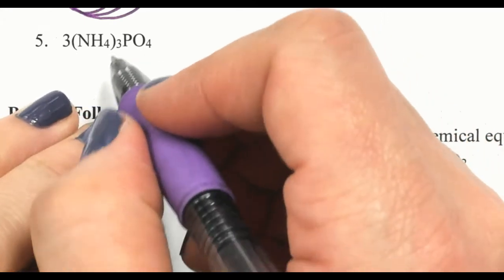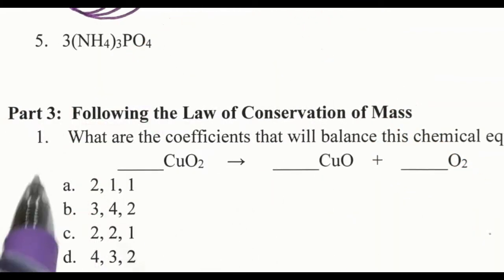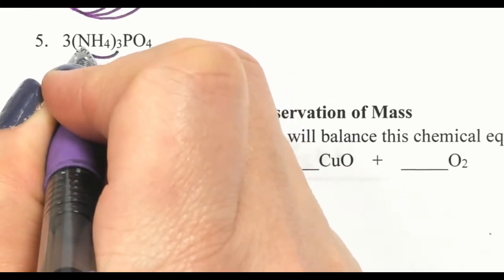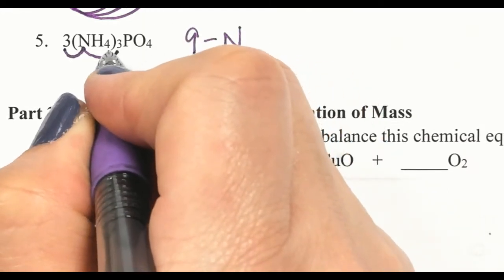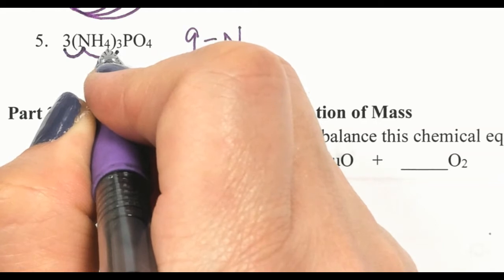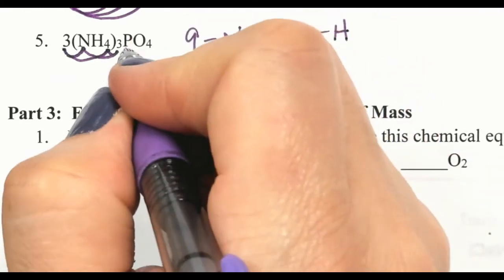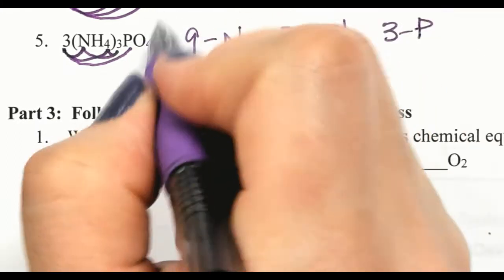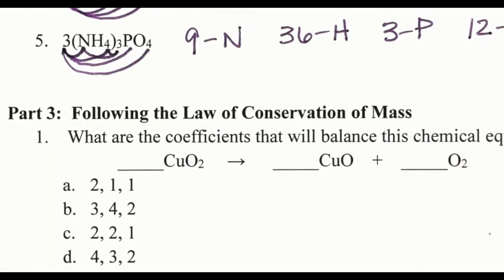Let's do number 5. Remember, this subscript multiplies into the parentheses, and your subscripts also multiply to the coefficient. So let's watch carefully. We have 3 times 1 is 3, and 3 times 3 is 9 nitrogen. All right, next, 3 times 4 is 12 hydrogen, and 12 times 3 is 36 total hydrogen. This is 1 times 3 is 3 phosphorus, and this is 4 times 3 is 12 oxygen.